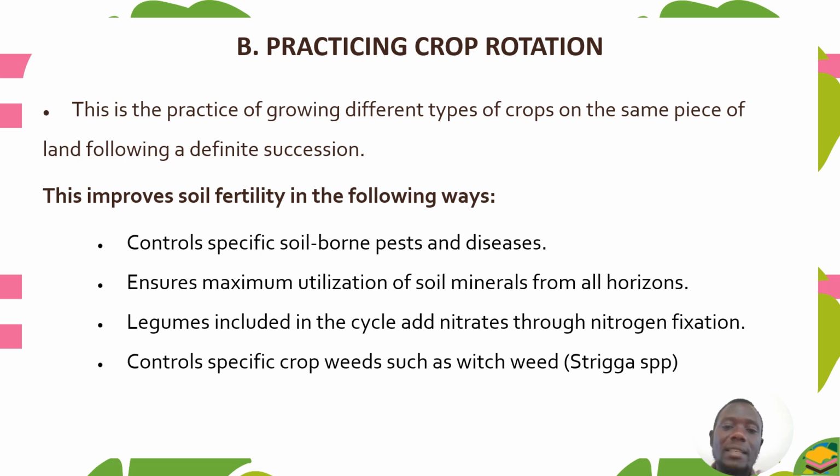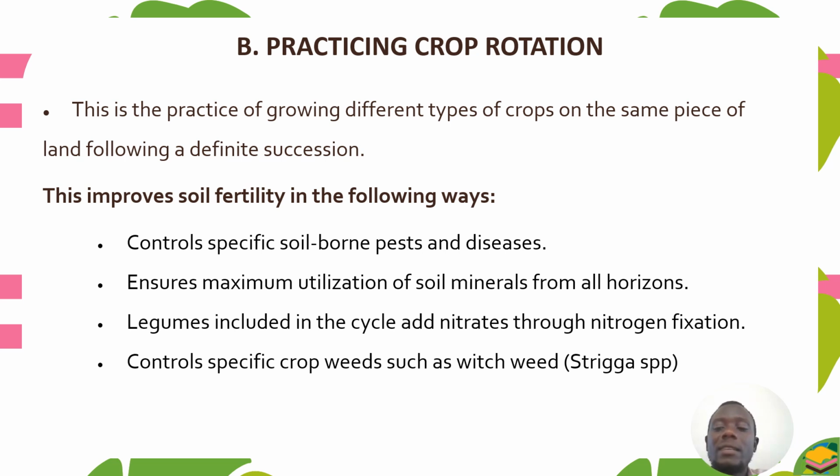Let's look at practicing crop rotation. So this is the practice of growing different types of crops on the same piece of land following a definite succession. So what it means is, when you are practicing crop rotation, let's say I've got the same piece of land, this year you plant maize, next year you change, you plant legumes, the other year you change, you plant, let's say, sweet potato.